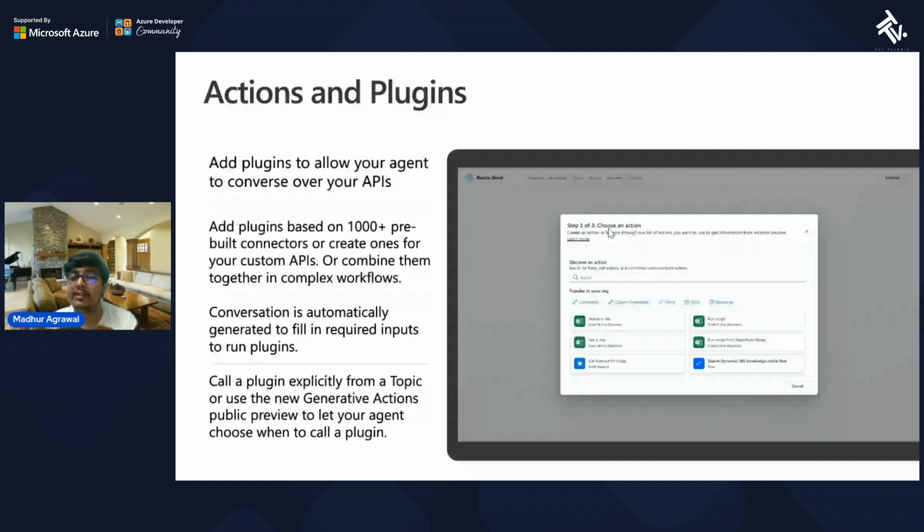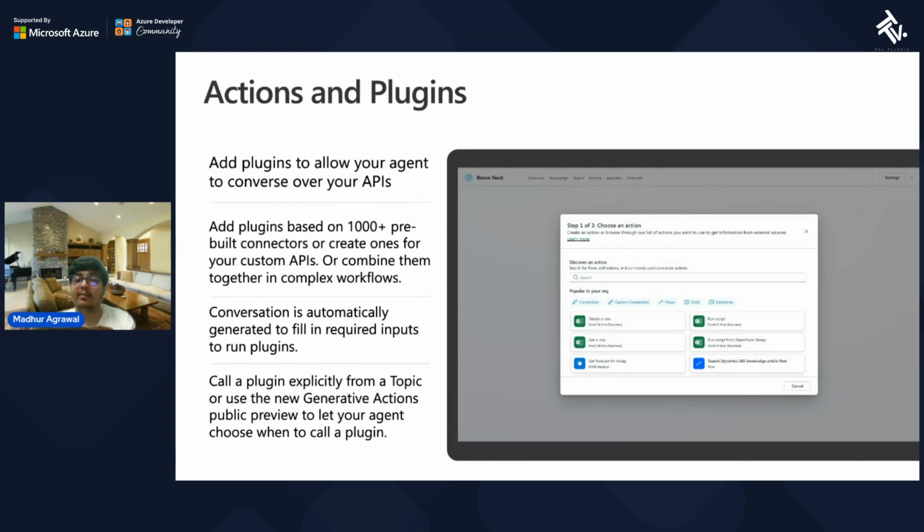There are the following actions provided, like delete a row, maybe in the Excel, run a script in the Excel, or get a row, run a script, get forecast for today. You can bring in a connector, a custom connector. There are also flows and solutions and Dataverse. So add plugins based on the 1,000 pre-built connectors, as I said, or create ones for your custom APIs. Combine them in complex workflows. Conversation is automatically generated to fill in the required inputs and run plugins.